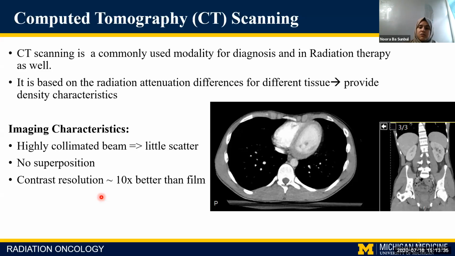So CT scans have the advantage of getting higher contrast resolution, and also it gets rid of the superposition effect that results from 2D imaging. Since it constructs the image from different angles, you are able to differentiate overlapping organs, unlike depending on one single projection, as happens in regular digital radiography. It also provides density characteristics of the different tissues. That's why it's of important use even in radiation therapy as well.